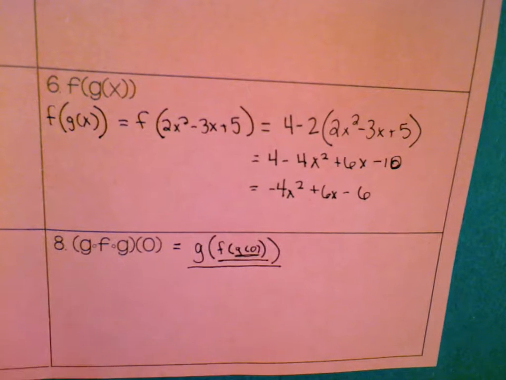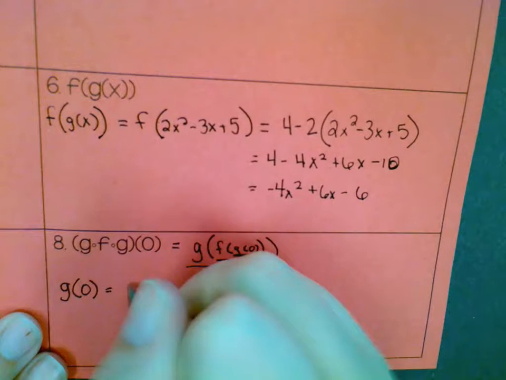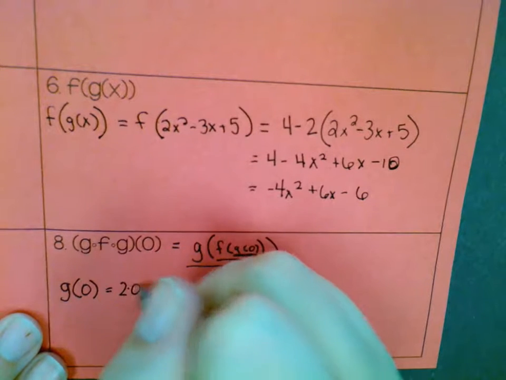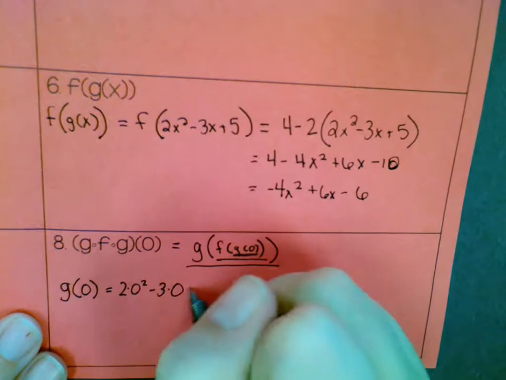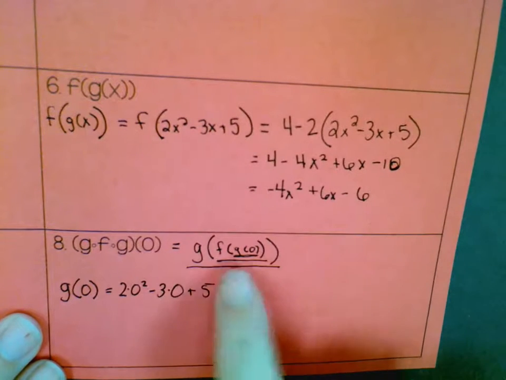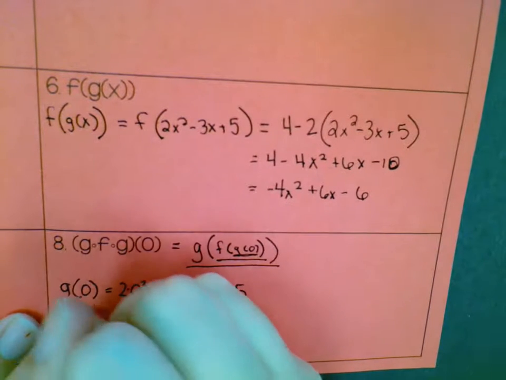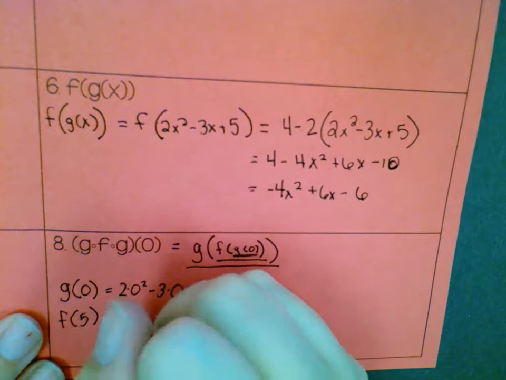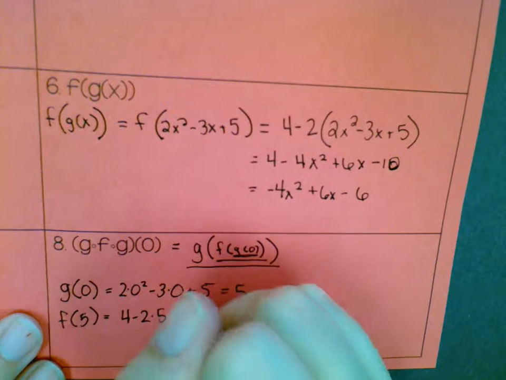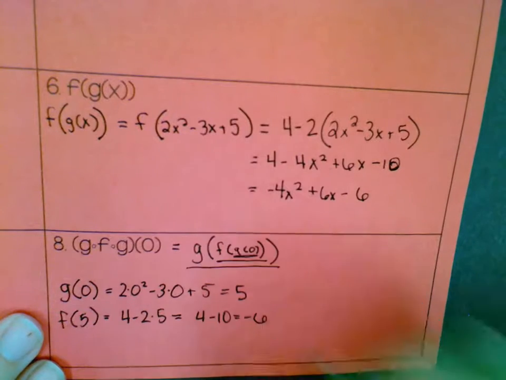So the first thing we have is G of 0. So G of 0 is 2 times 0 squared minus 3 times 0 plus 5. So we get 5. So now we're taking that answer and plugging it into F. So F of 5 equals 4 minus 2 times 5. 4 minus 10 is negative 6.